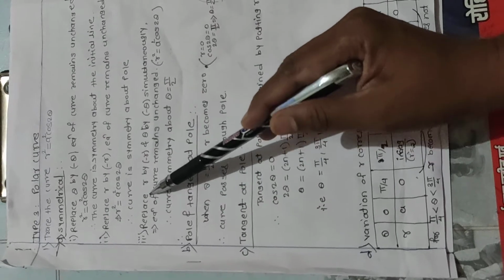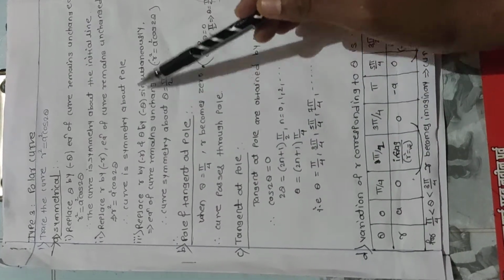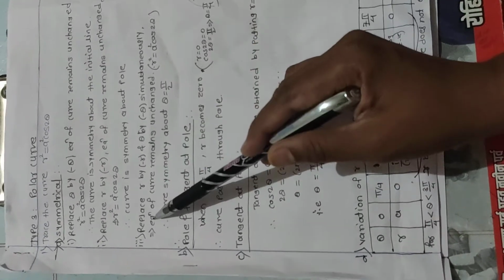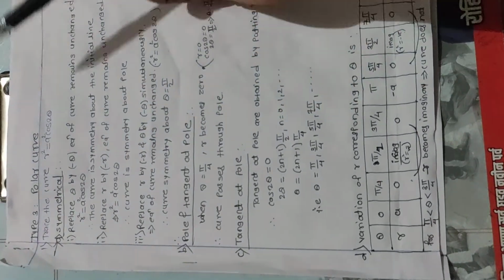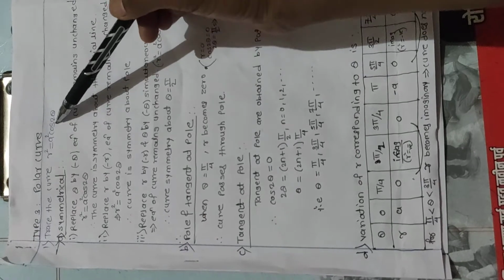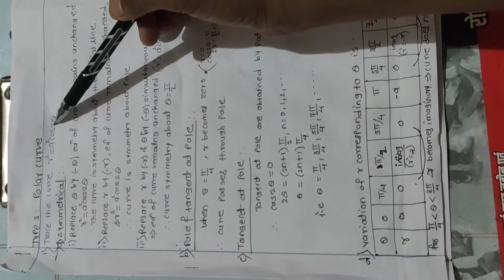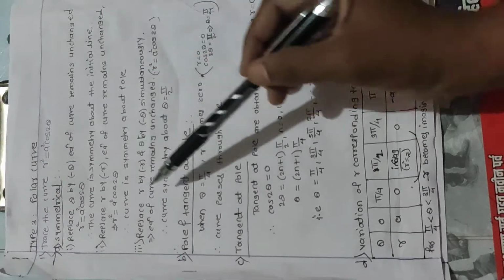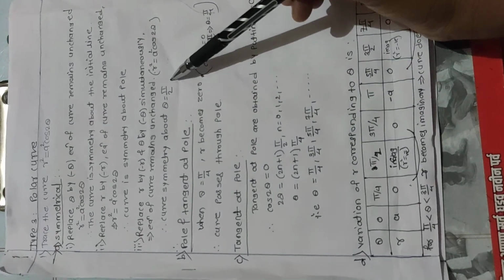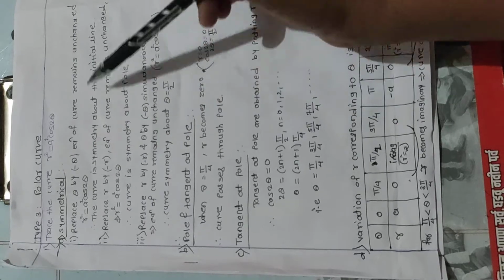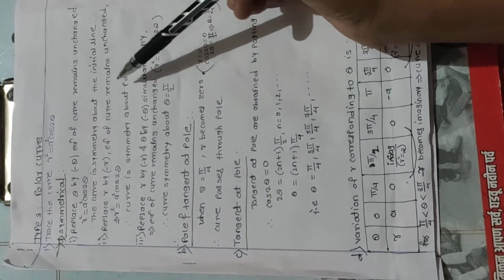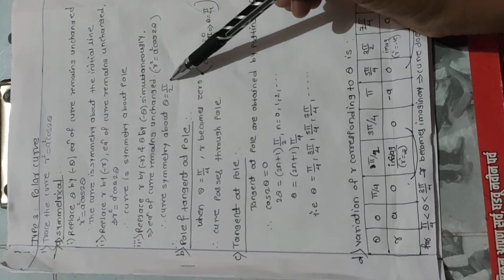After that we have to replace r by minus r and theta by minus theta simultaneously. If we replace them simultaneously, minus r squared is again plus r squared and cos of minus theta is again cos theta. So the equation of the curve again remains unchanged. So again we can say that the curve is symmetric about theta equal to pi by 2. That means for this example, the curve is symmetric about the initial line, about the pole, and about theta equal to pi by 2.